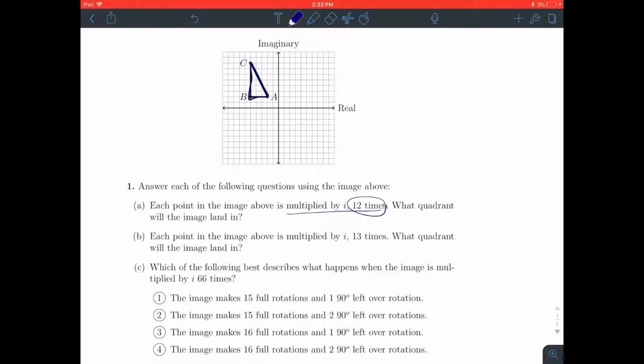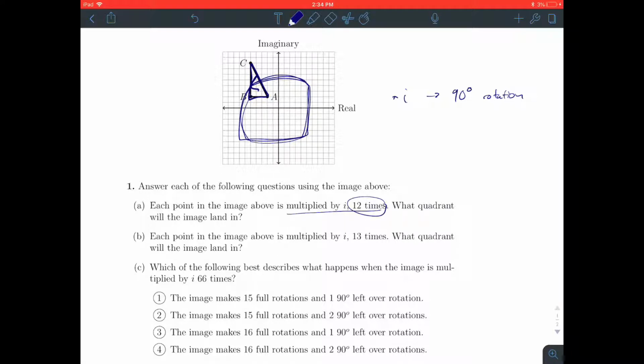So one way to do this is to actually count it. We know if you multiply by i once, that's the same thing as a 90-degree rotation. So if we multiply by i 12 times, that's 1, 2, 3, 4, 5, 6, 7, 8, 9, 10, 11, 12. Gets right back to where it started. But you might think, is there a better way to do that? And yeah, there actually is a better way to do it.